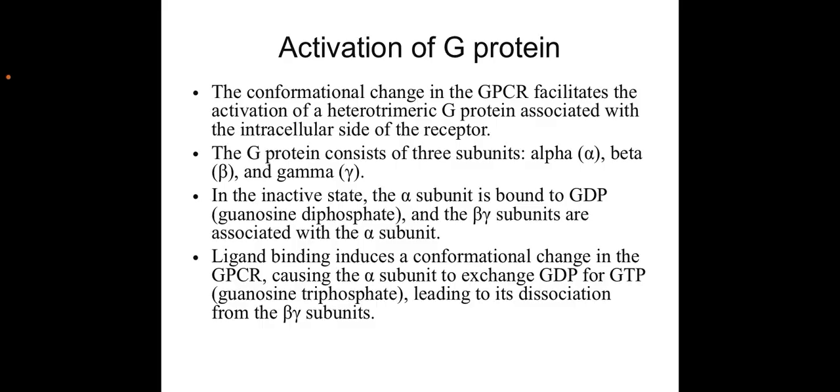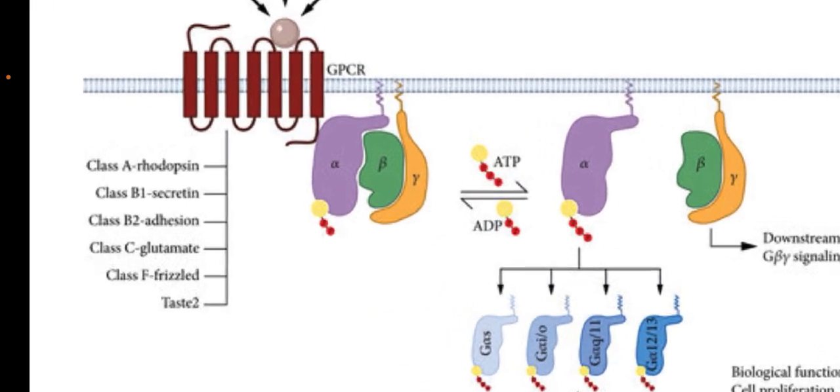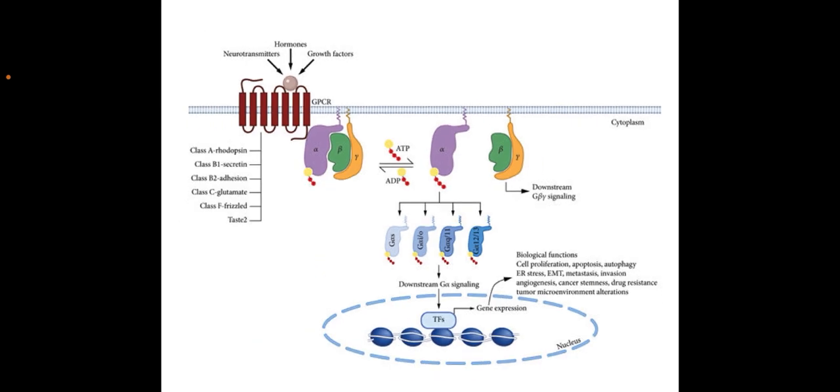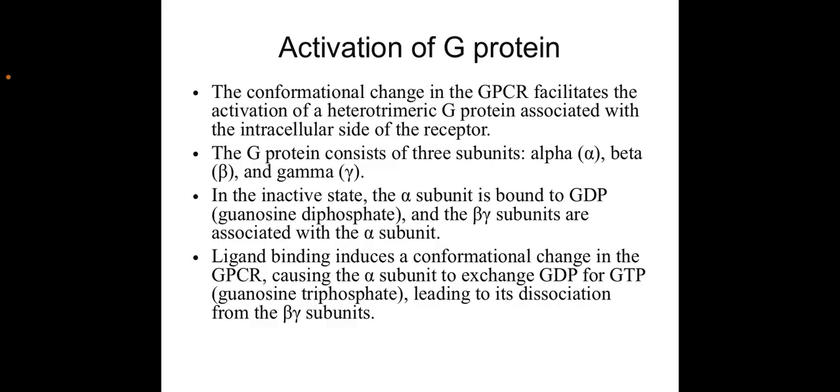So, activation of G protein. The conformational change in the GPCR facilitates the activation of the heterotrimeric G protein associated with the intracellular side of the receptor. The G protein consists of 3 subunits: alpha, beta and gamma. In the inactive state, the alpha subunit is bound to GDP, guanosine diphosphate, and the beta and gamma subunits are associated with the alpha subunit, as you can see in the previous diagram. Later on they will be dissociated to activate the alpha subunit.